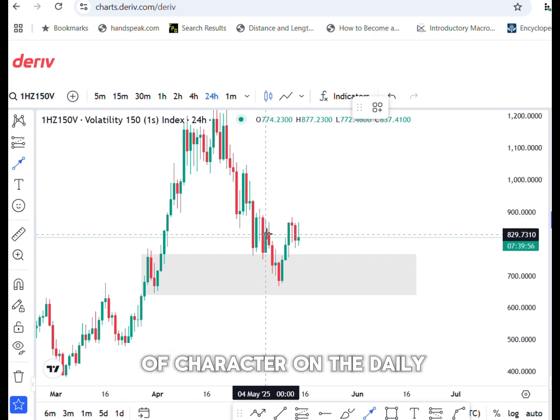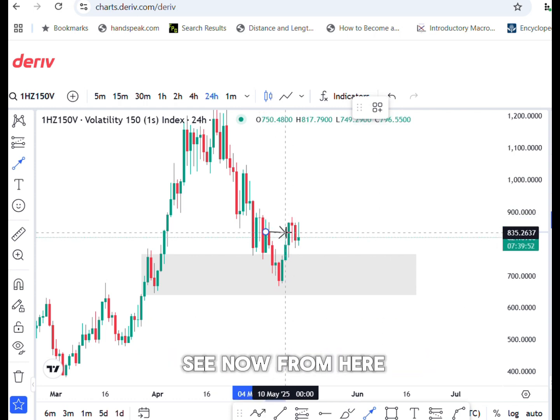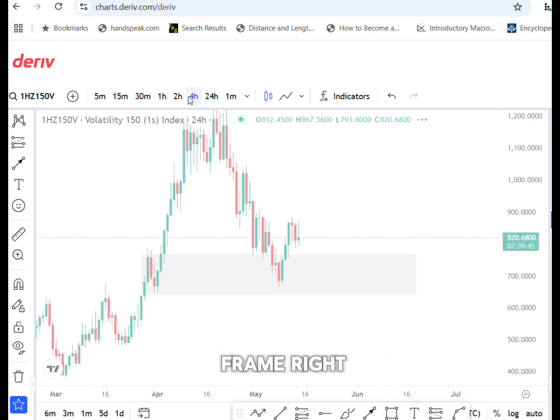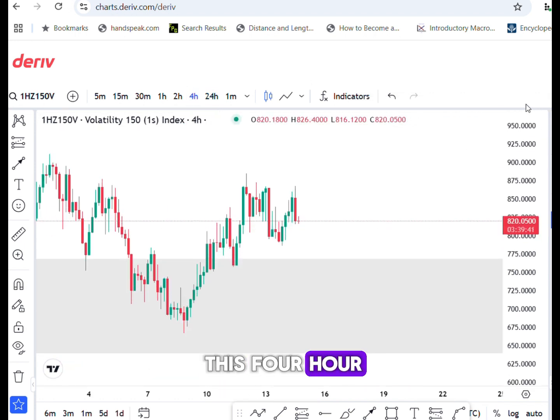It's a change of character on the daily. All right, you can see. Now, from here, what do we do? Okay, so we go to a 4-hour time frame, right? So what's happening on this 4 hour? Let's look at the latest price action.